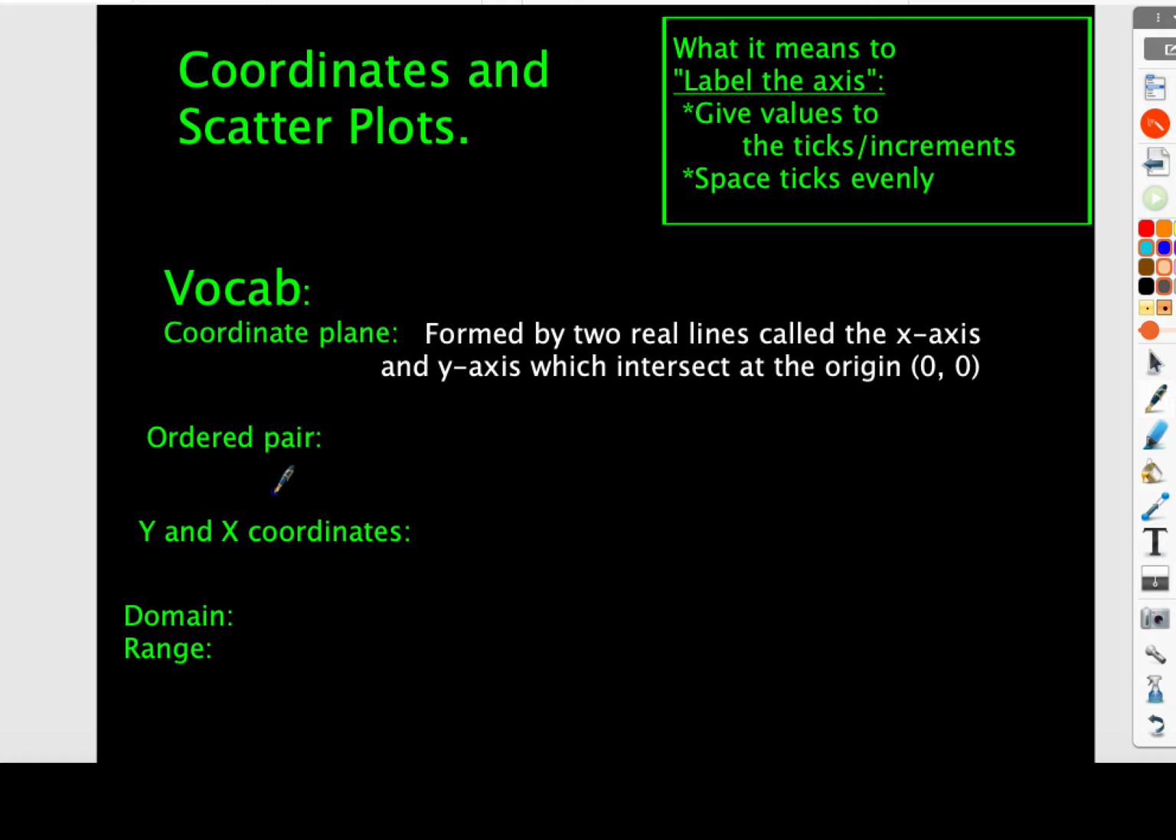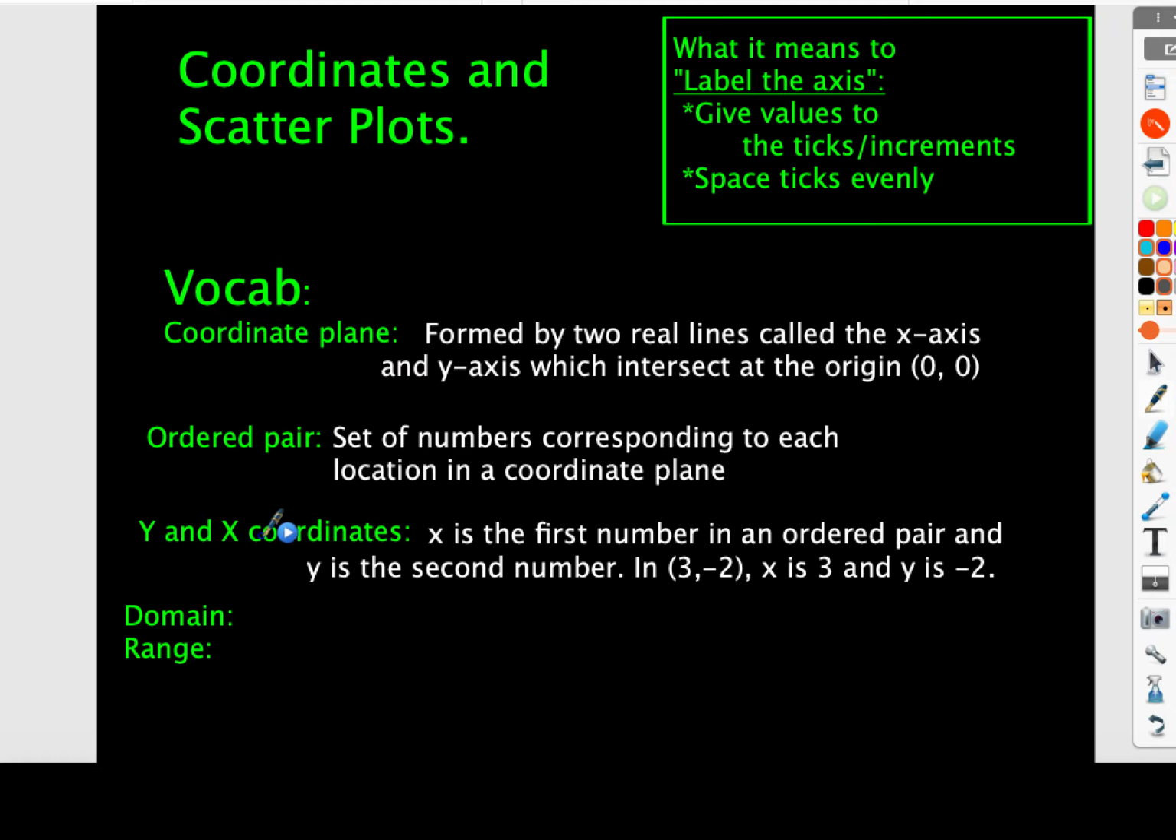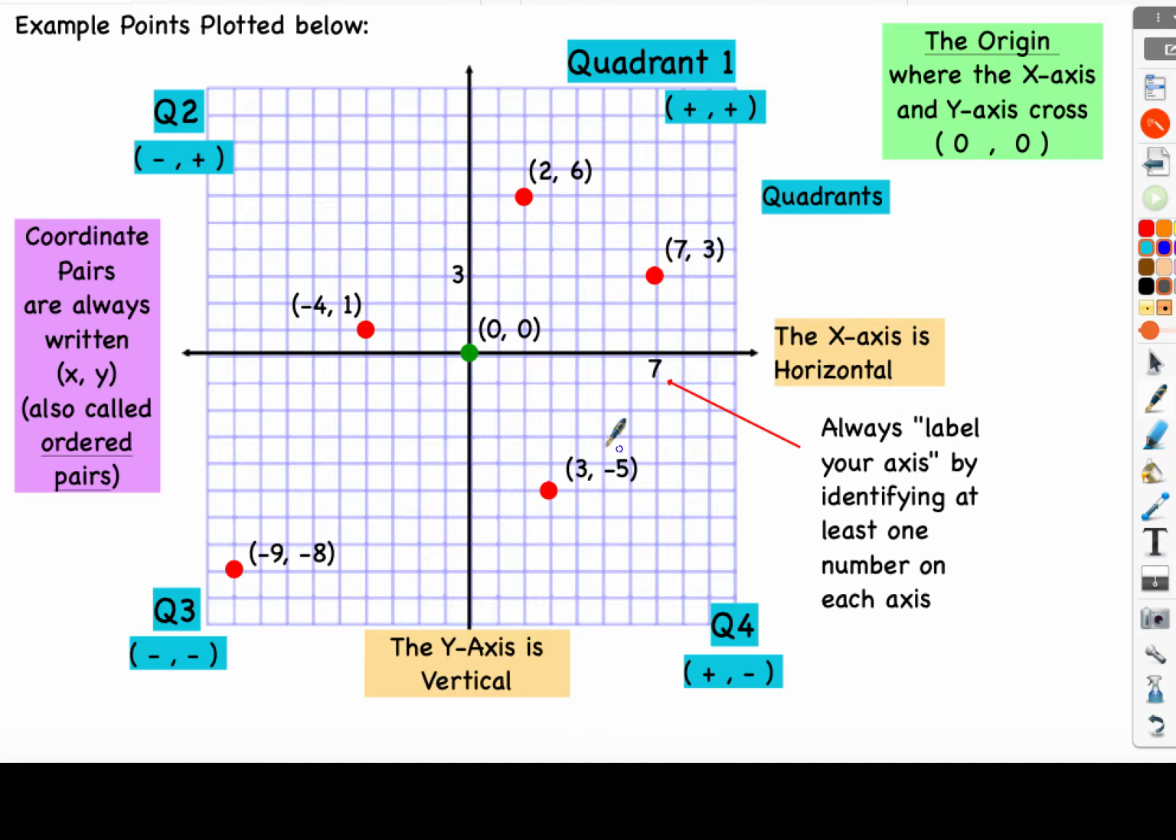Now, every point that we plot on a coordinate plane is called an ordered pair. It's a set of numbers corresponding to a particular location, and typically they're xy coordinates, x being the first number listed in our ordered pair, y being the second number listed. So if we want to plot a point like (3, -2), on our graph we're going to travel 3 units to the right and 2 units down, and we could plot a point like (3, -2). We would call this (3, -2) on our graph.